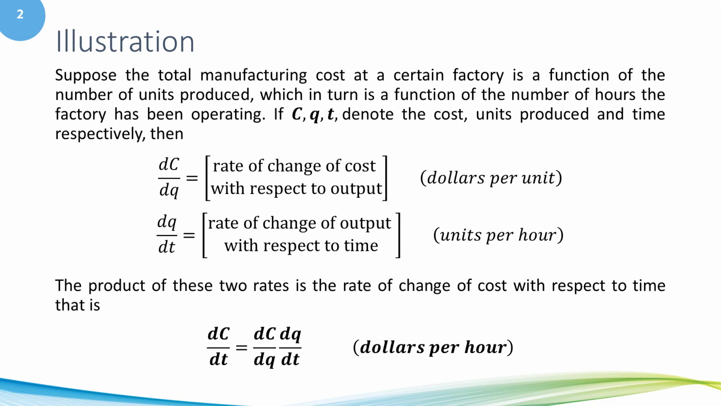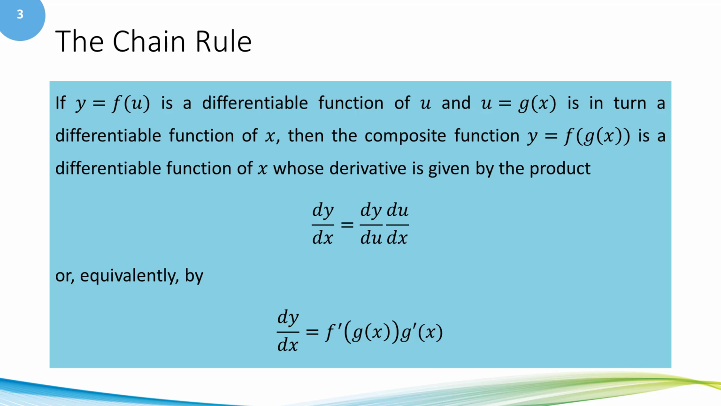If we want to find the rate of change of cost with respect to time, then we want to find dC over dt. And this is equal to dC over dQ times dQ over dt. This is what we call the chain rule. If we want to put it in a more mathematical way, let's say y is a function of u and u is a function of x.